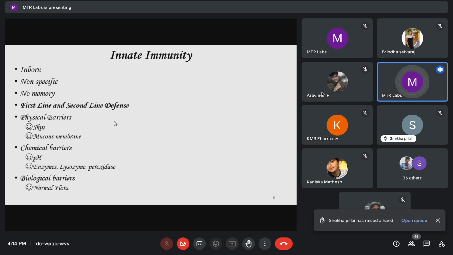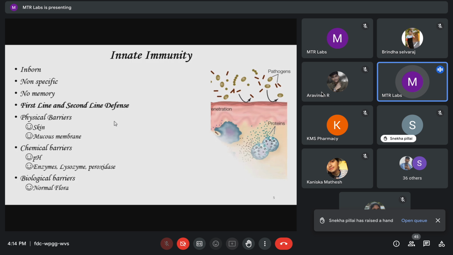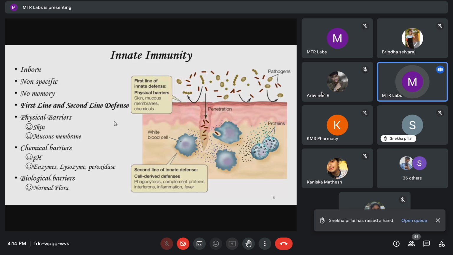So this innate immunity works in two ways. There is a first line of defense, and there is a second line of defense. The first line of defense includes the physical barriers, chemical barriers, and the biological barrier, which is present already in the body.